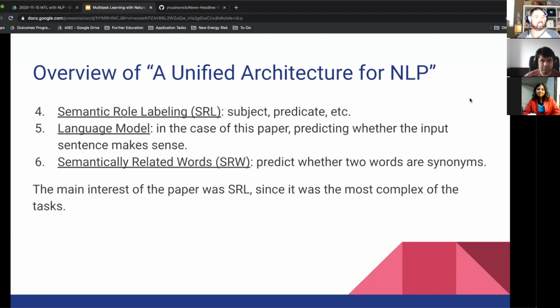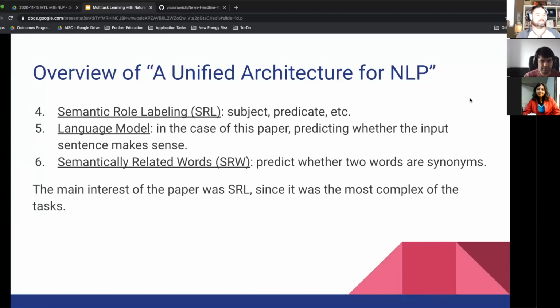It was trained on semantic role labeling, such as labeling the subject, the predicate, and the parts of the sentence. It also used a language model. In the case of this paper, the language model was used to predict whether the input sentence makes sense, and then lastly, it was trained on semantically related words, which predicted whether 2 words are synonyms.